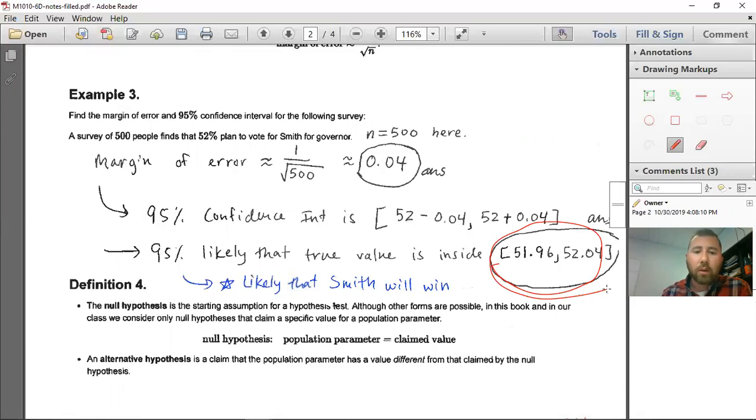So the conclusion in this problem is that this candidate is very likely going to win based on this survey, which has a decently large sample size, and the confidence band is tight around 52. The confidence interval does not include any values less than even 51.96. To win an election, you need 50% or greater, and this candidate with 95% confidence is going to have a result between 51.96 and 52.04. So a good poll for this candidate would be the conclusion here.